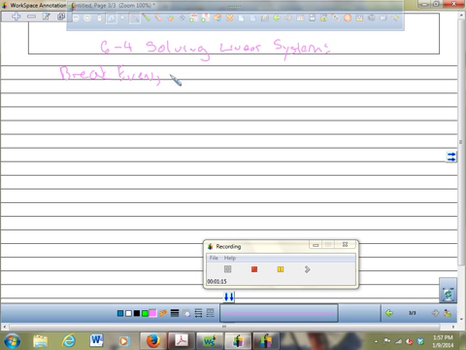And then another one is called a viable solution problem, which we'll talk about. Viable means it makes sense. And then we're going to be looking at the wind or current problems.